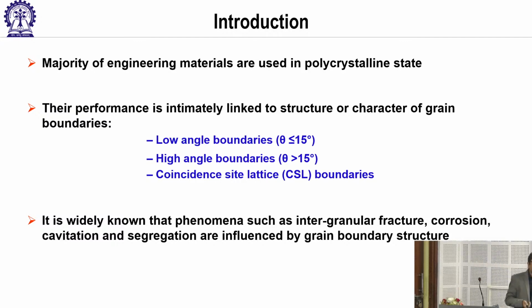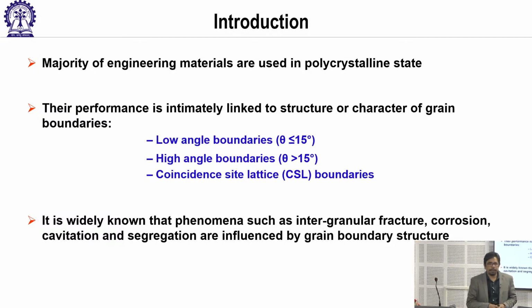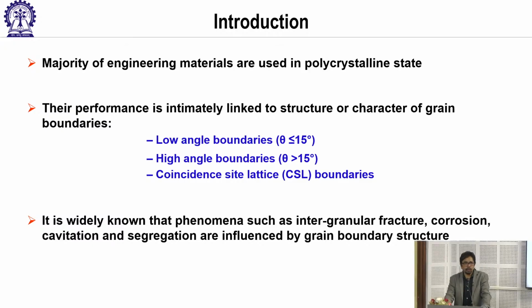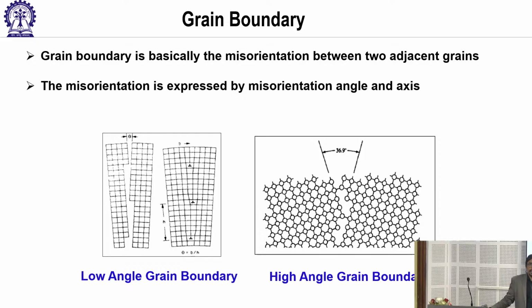So, apart from low angle and high angle boundaries, in the high angle boundary category there is one type of boundary which is known as coincident site lattice boundaries, right, CSL boundaries. And particularly I will show you as we proceed, these CSL boundaries, particularly those with low Sigma values, we will come to that, have certain important properties in terms of energy. I will come to that, but let us recap a few basic things on the grain boundaries.